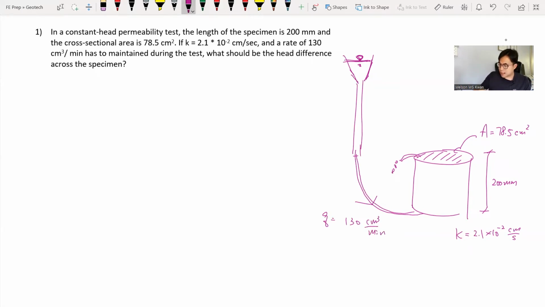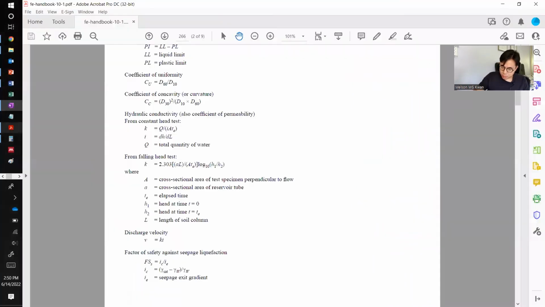And now the question asks, what is the head difference? So what is the head applied to the soil sample? So this is the picture for the question, and it's a constant head test, and we refer to our FE manual. When you see a constant head test in the FE questions, go back to the FE manual and think of this equation. It helps you to get started.